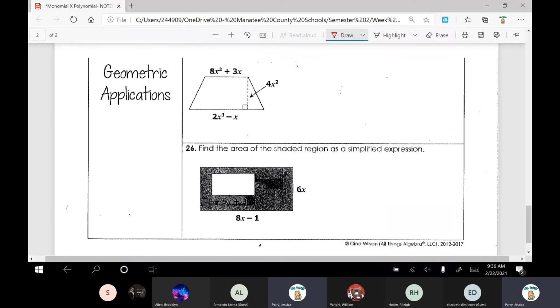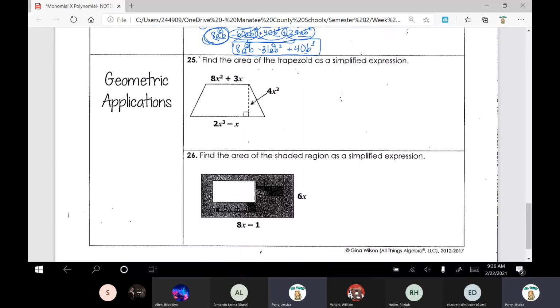So number 26. And 25, that's geometric application. So this is, most of you guys are going to be in geometry next year. So this is where you can start to see how you can apply things into other classes as well. So we're going to do number 26. It says find the area of the shaded region as a simplified expression.